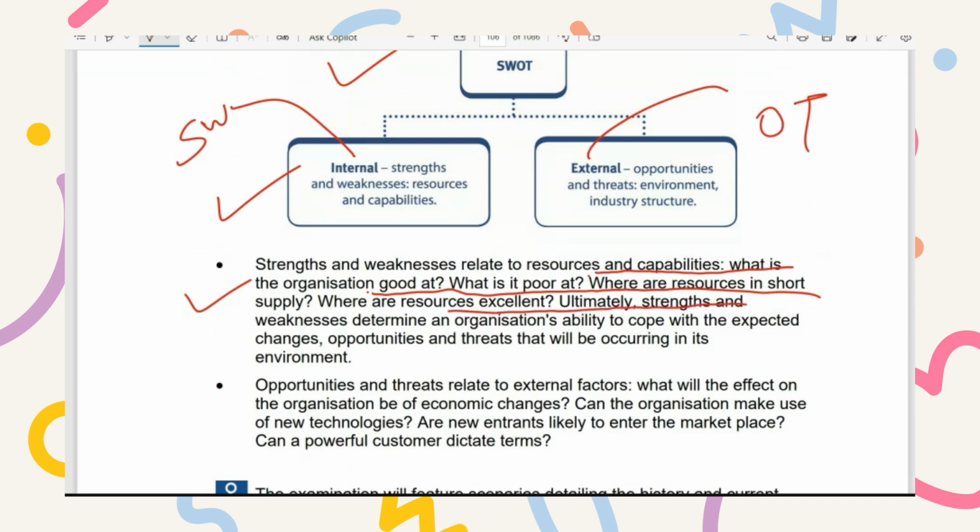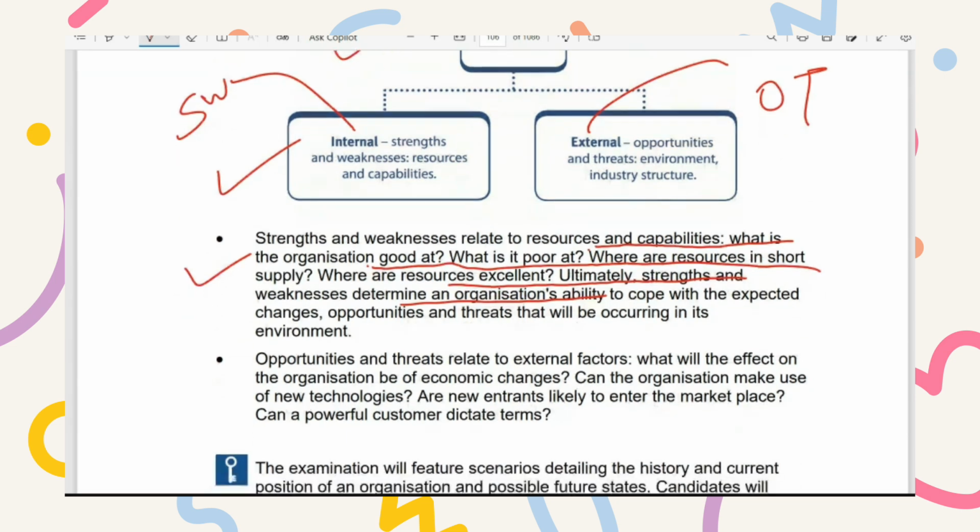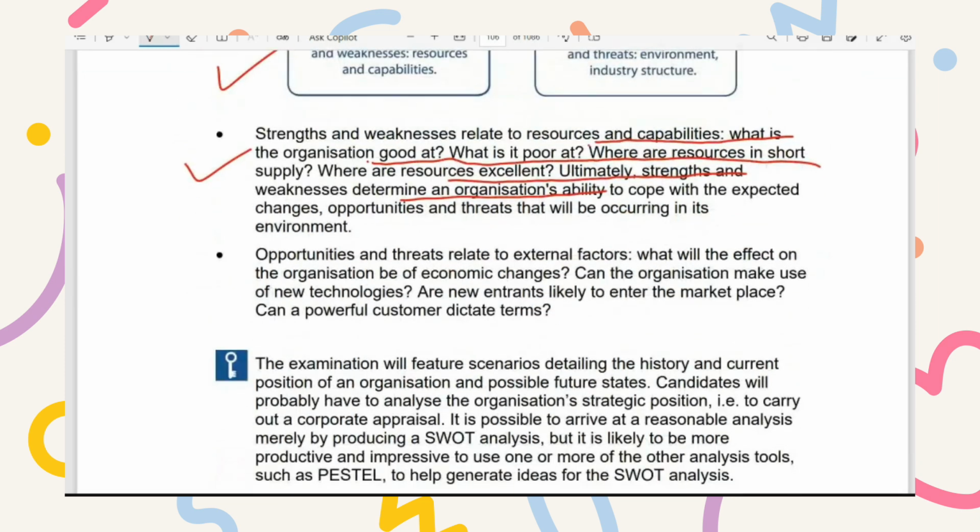The examination will feature scenarios detailing the history and current position of an organization, and possible future states. The candidate will probably have to analyze the organization's strategic position, for example, carry out a corporate appraisal. It is possible to arrive at a reasonable analysis merely by producing a SWOT analysis, but it is likely to be more productive and impressive to use one or more other analyses.